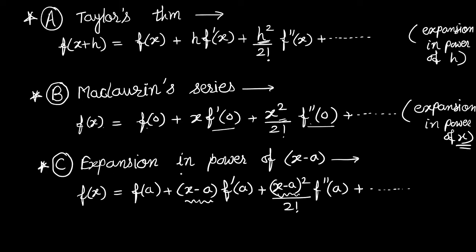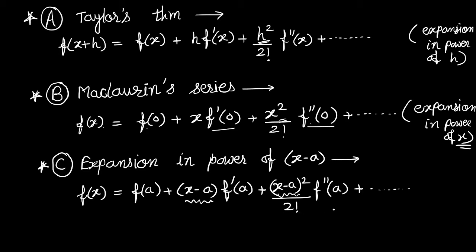The third series is expansion in power of x minus a. That means here we have to find out f of a, then f dash of a, f double dash of a, and so on. Here we have the x minus a term, then x minus a whole square upon 2 factorial and so on.